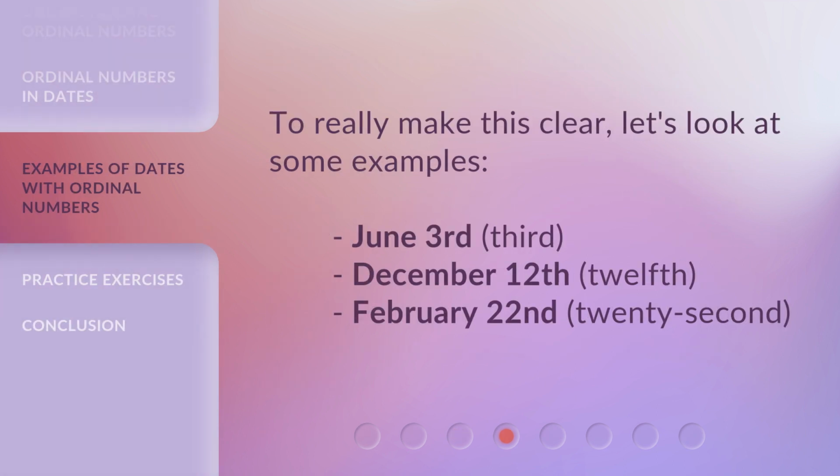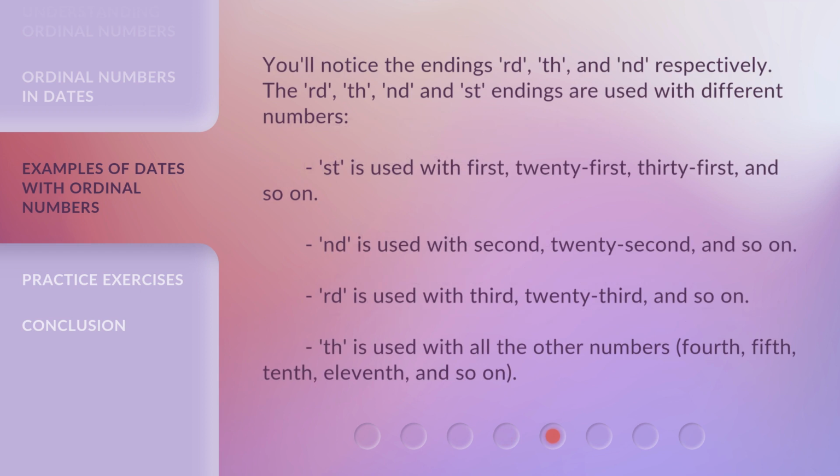To really make this clear, let's look at some examples. June 3rd, 3rd. December 12th, 12th. February 22nd, 22nd. You'll notice the endings rd, th, and nd, respectively. The rd, th, nd, and st endings are used with different numbers.